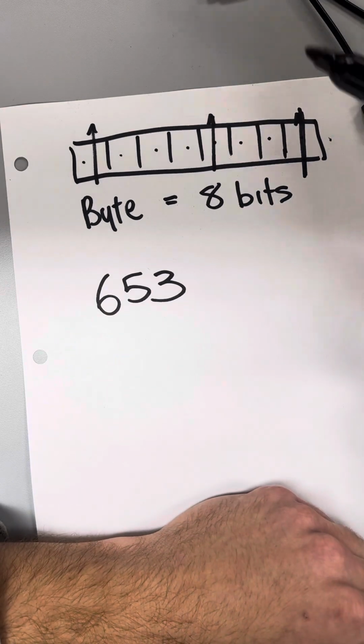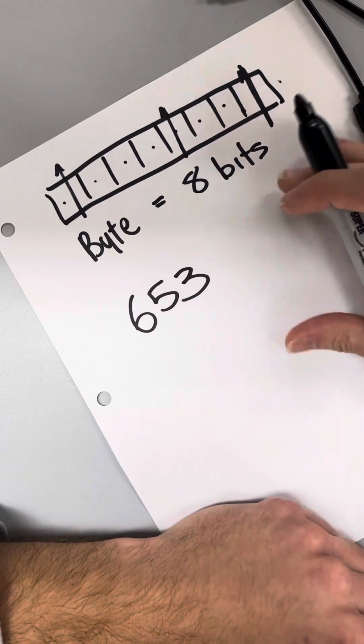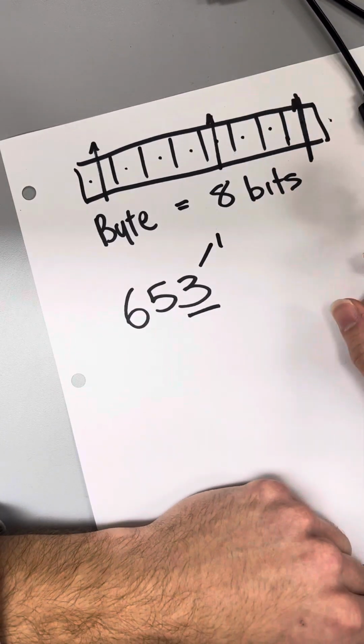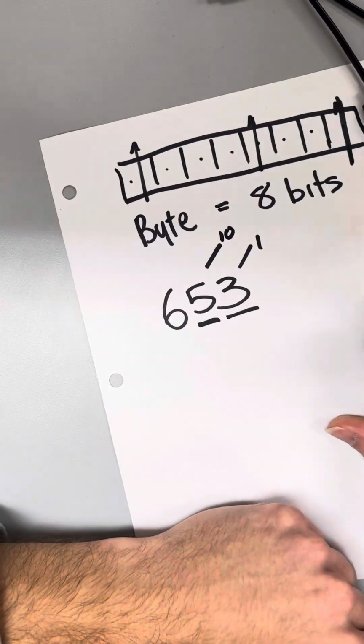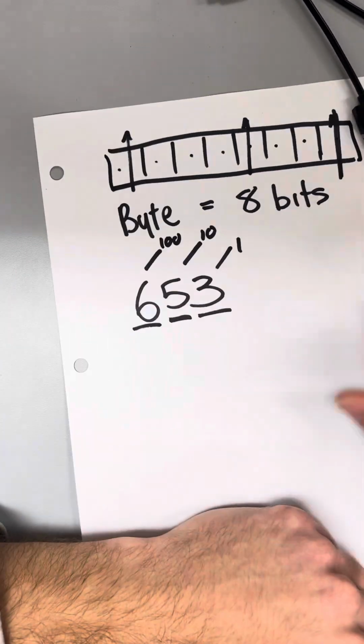Maybe in grade 1, maybe in grade 2, maybe in kindergarten if you were really smart, you would have learned, oh, okay, this is the ones place right there. You would have learned, oh, this is the tens place. And you would have learned, oh, this is the hundreds place.